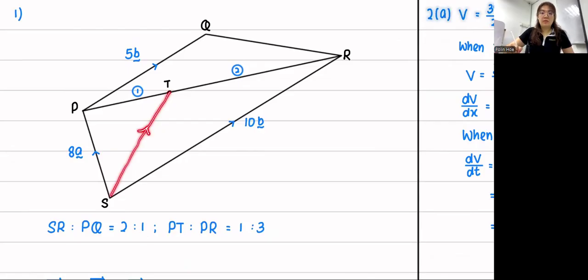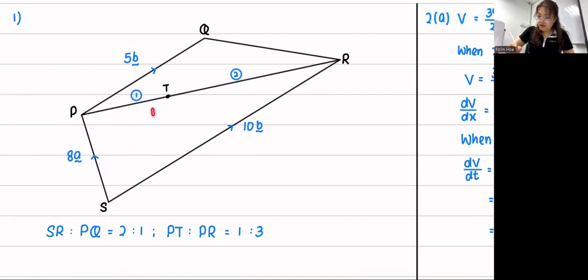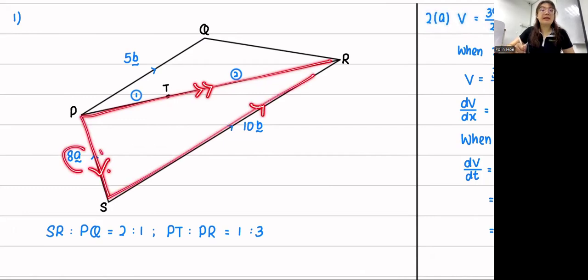所以我们看回我们的图画，can we find ST? Yes, we can. 我们可以走 S to P, P to T. But teacher, I do not know PT. I know. PT equals ratio 1 over the whole line ratio 3 of PR. Teacher, I don't know PR. My dear friend, you can find PR. How to find PR? PR 这一条线 I go P to S, S to R. P to S is the opposite direction, so I have to add a negative at the front.